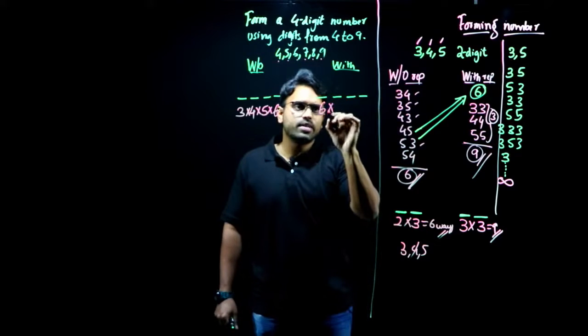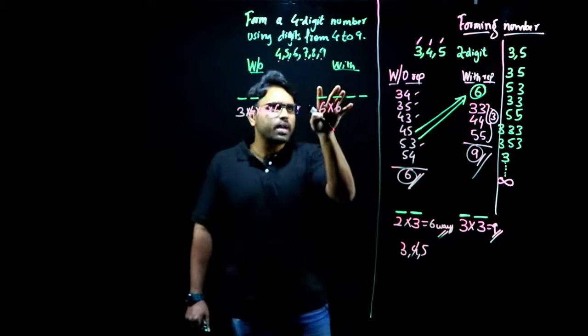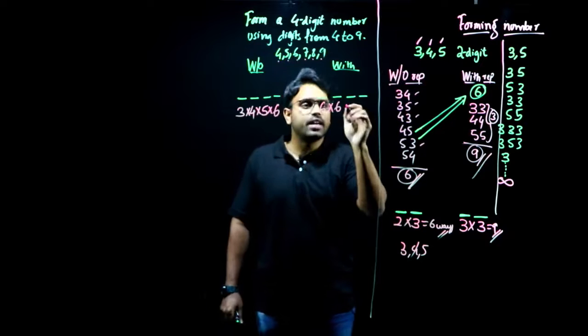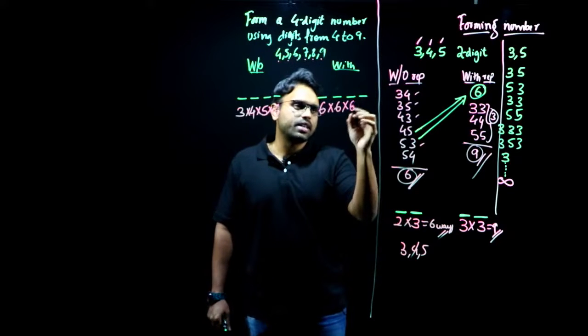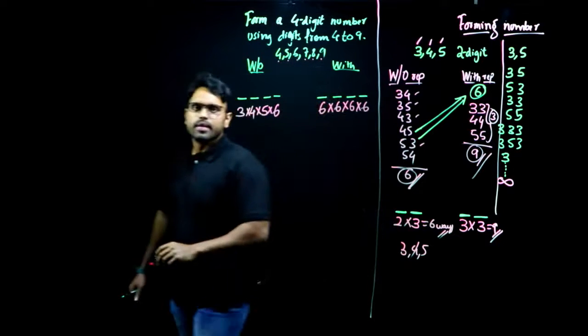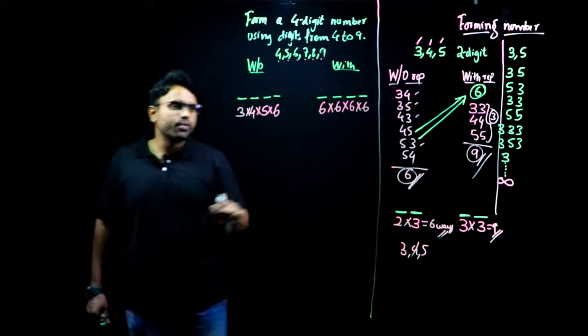So in how many different ways can I fill it? 6 different ways. Let's say I used up 8 at 2 places, but still I can use 8 here as well. So how many different ways can I fill it? 6 again and 6 again. Yes? Able to follow everyone?